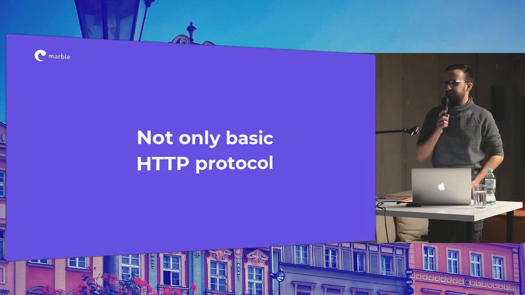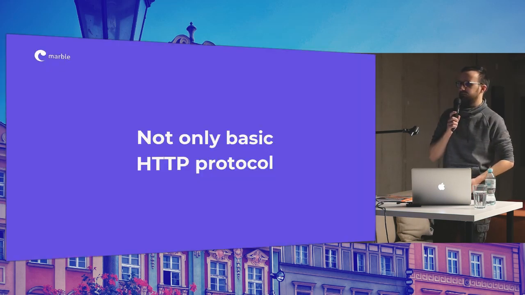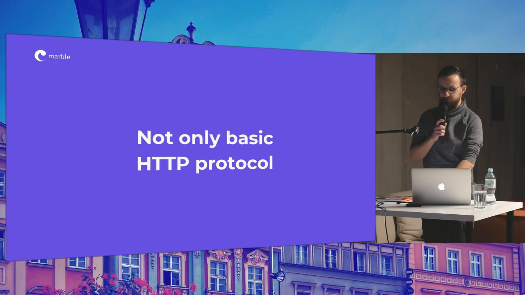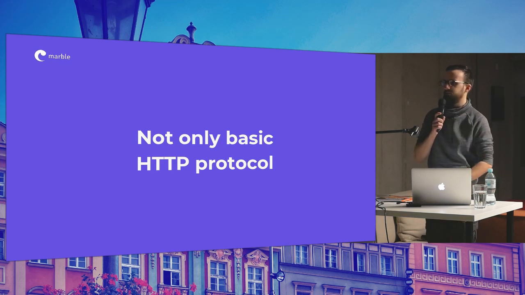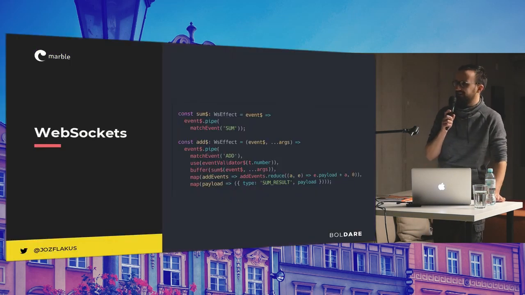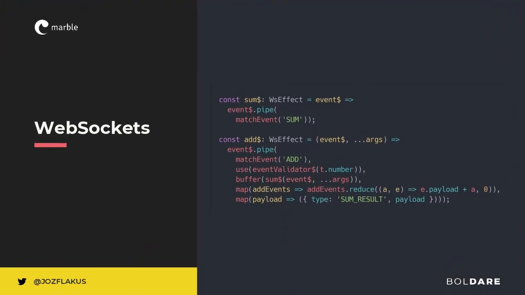And it is not only used for the basic HTTP protocol. As you probably noticed, it can also be used for WebSockets, and that's a very cool example to show. So I would like to build a calculator. How can we build a calculator using RxJS and WebSockets? Let's say we have two effects, one which is targeting the add event, the second which is targeting the sum event. And what can we do with them?